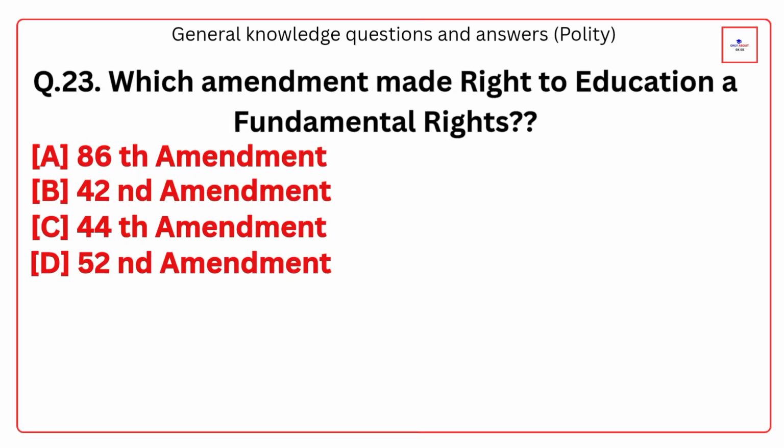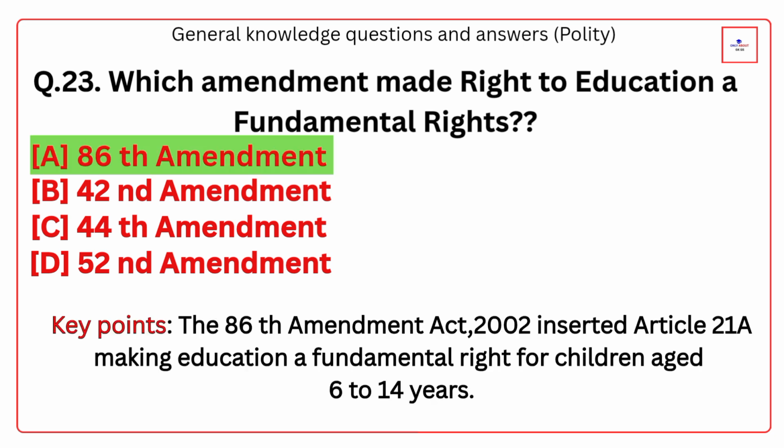Which amendment made right to education a fundamental right? Correct answer is 86th Amendment. The 86th Amendment Act 2002 inserted Article 21A, making education a fundamental right for children aged 6 to 14 years.